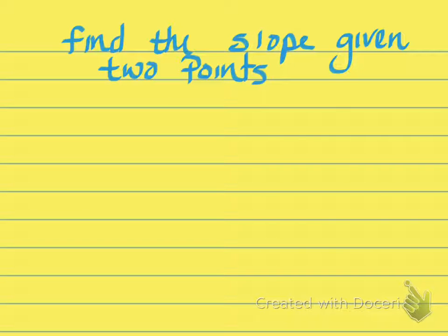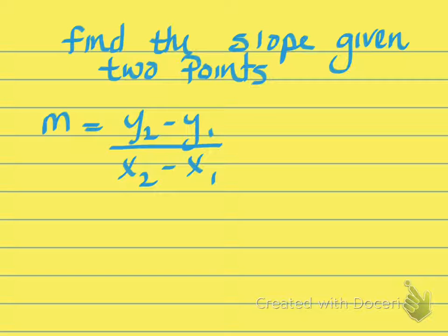So what happens if we're given 2 points? Well, we have a formula for that. The slope equals y sub 2 minus y sub 1 over x sub 2 minus x sub 1. So here we have 2 points.